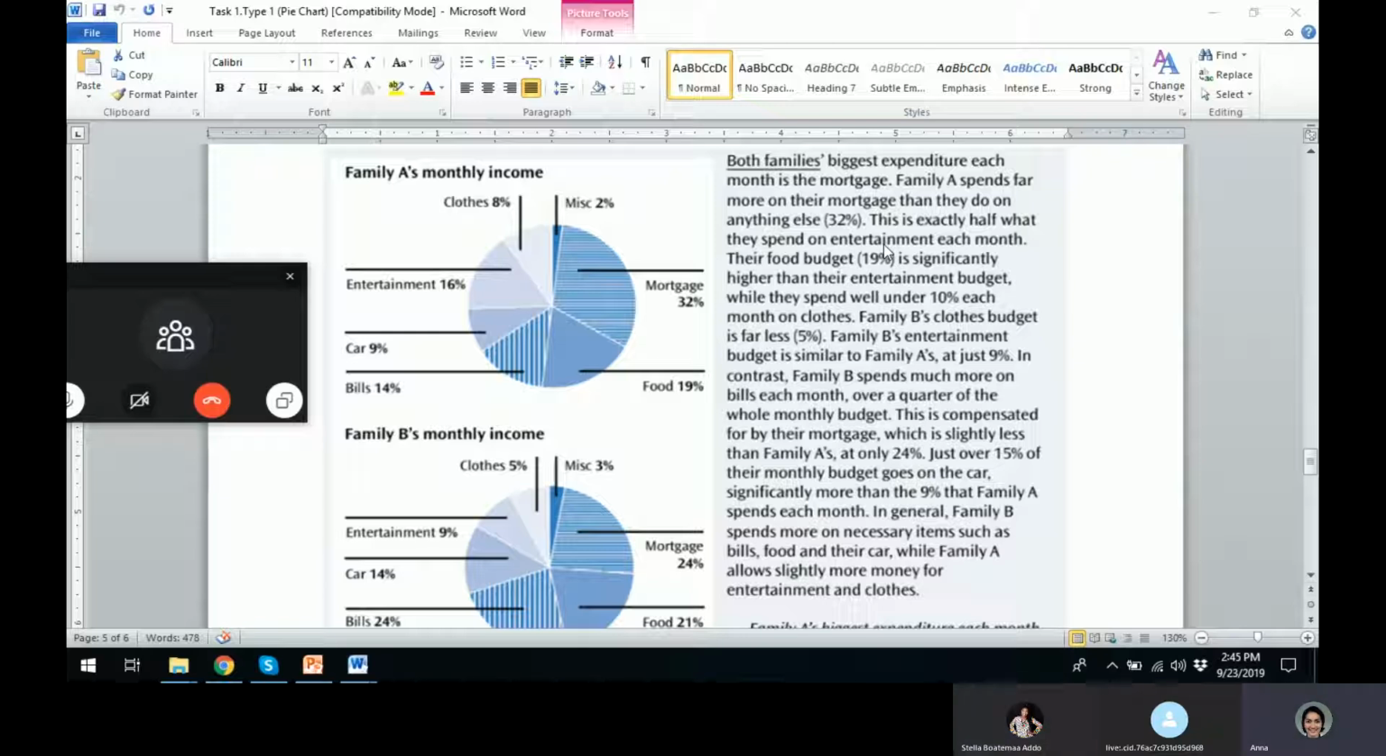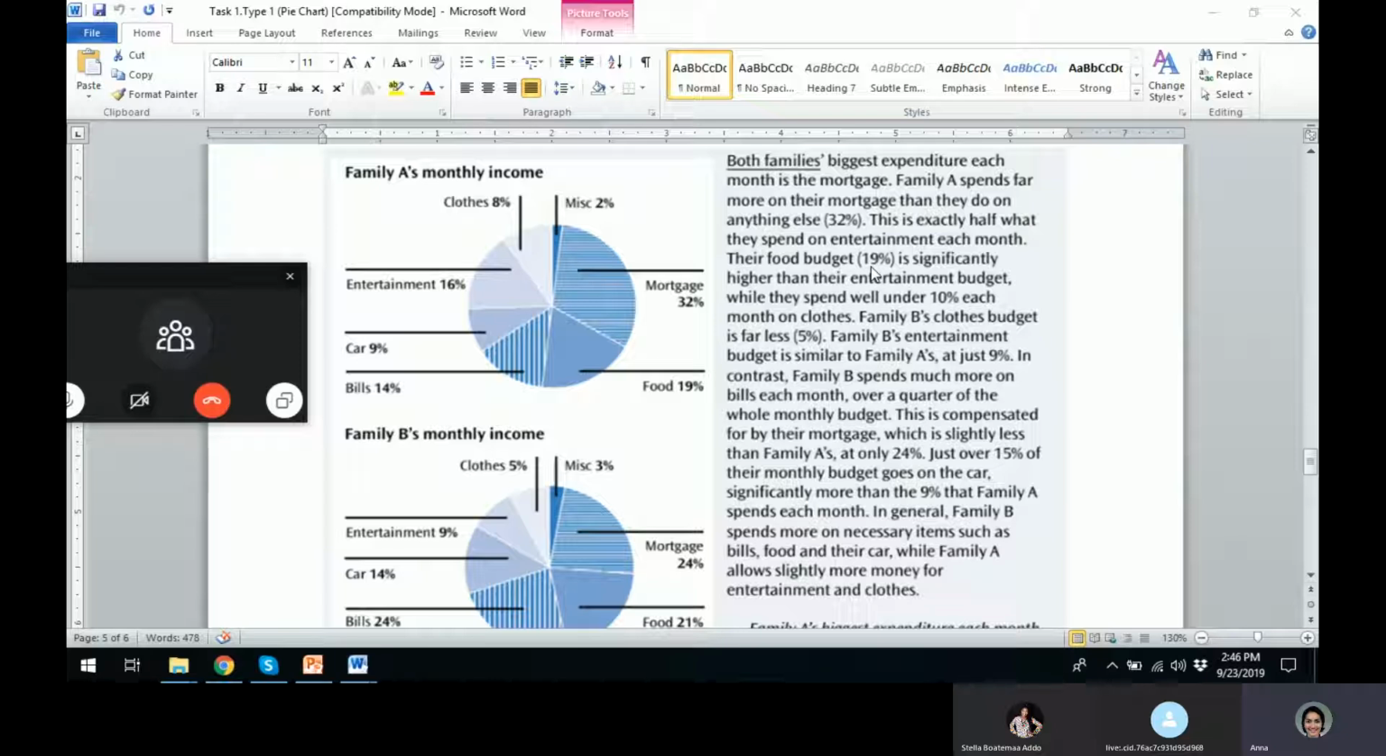So be careful with accuracy, because if you're not accurate, the highest you can get in Task 1 Task Achievement is Band 6. That's the highest you can get. All right, so this is accuracy we're talking about. Next, their food budget. So we're talking about Family A.